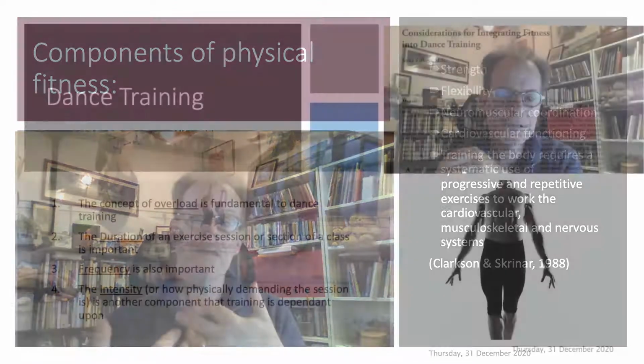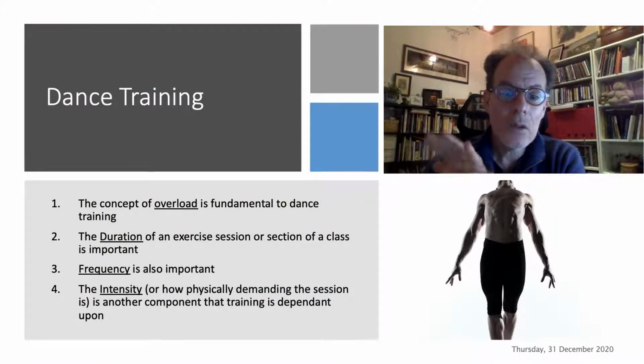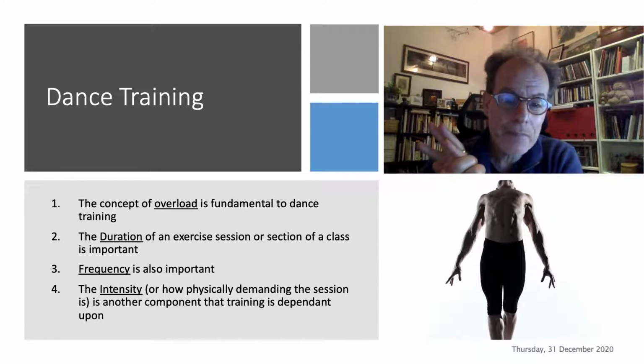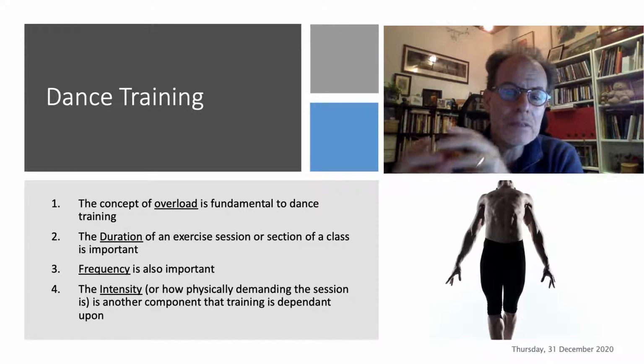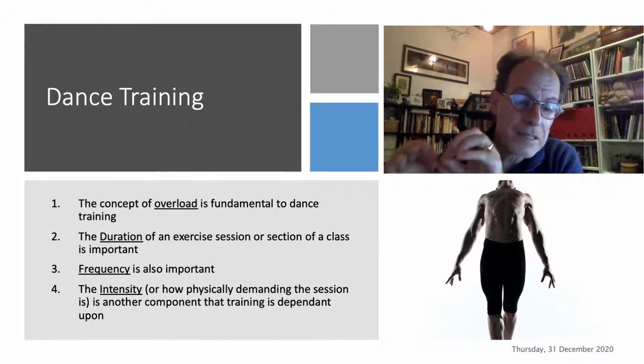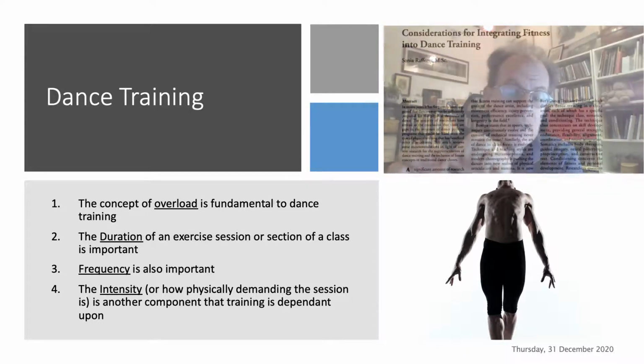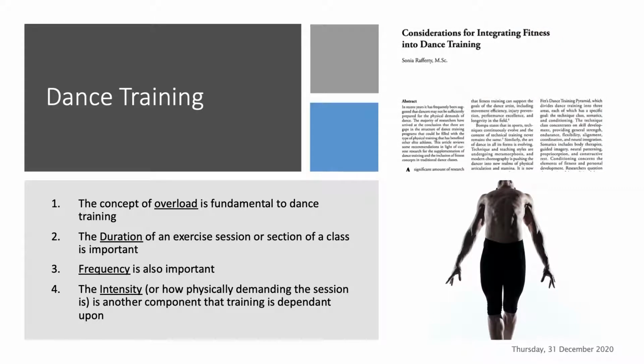Dance training. A dancer, to gain strength, must progressively and gradually stress the body towards the upper limits of capacity in order to improve. Now, to do this, the duration, how long, intensity, how much, and frequency, how many times, are manipulated to produce the overall overload. Now, this is very important.